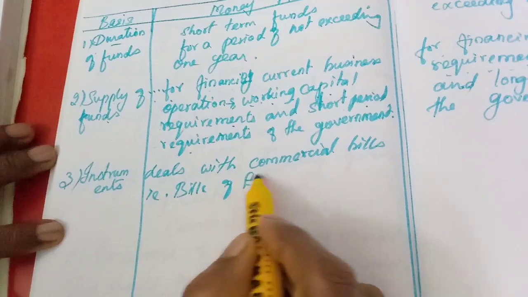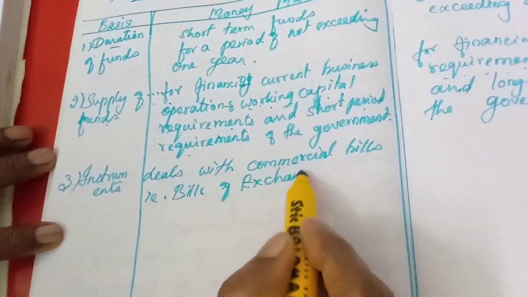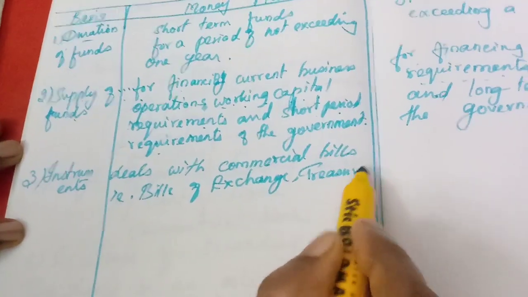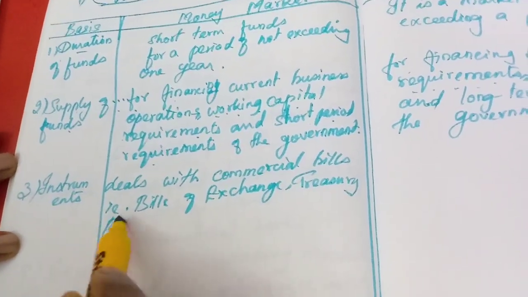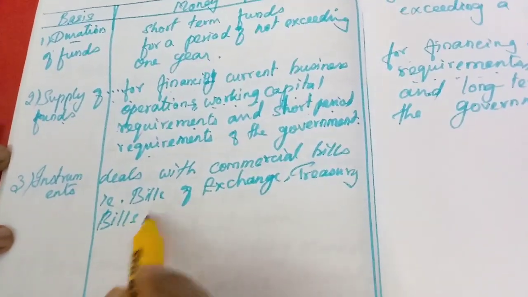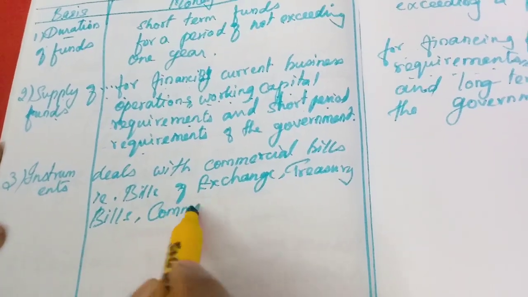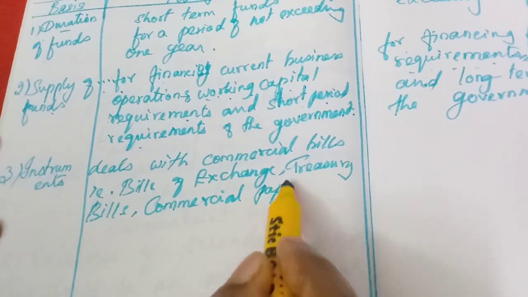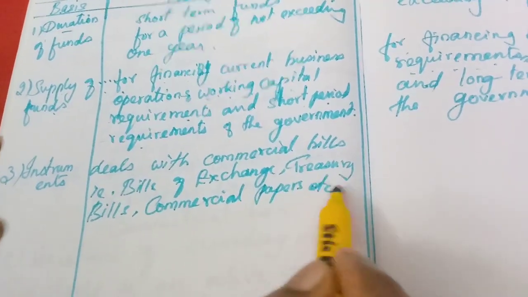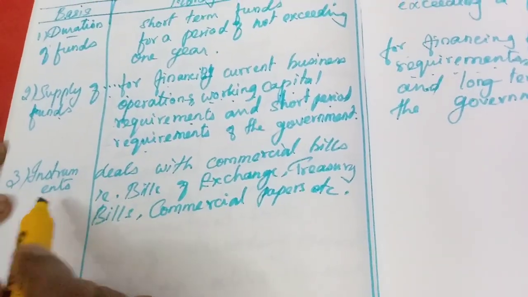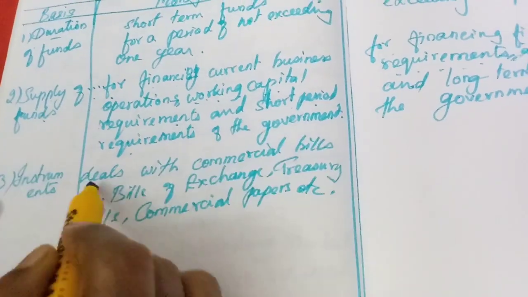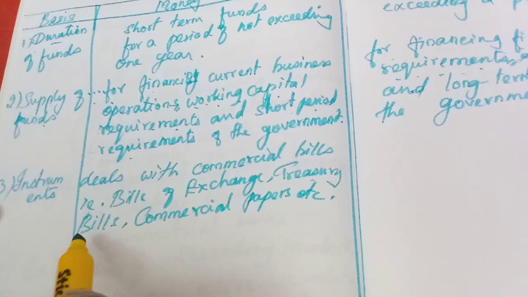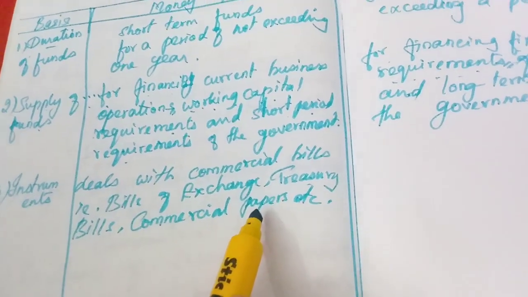Bills of exchange, treasury bills. The example we studied in money market, isn't it? Bill of exchange, treasury bills, commercial papers. Some other things you will study later. What are the instruments they deal with? Money market deals with commercial bills, that is bill of exchange, treasury bills, commercial papers, etc.